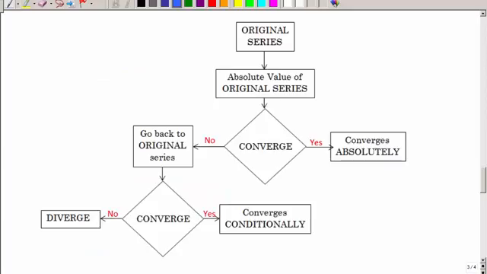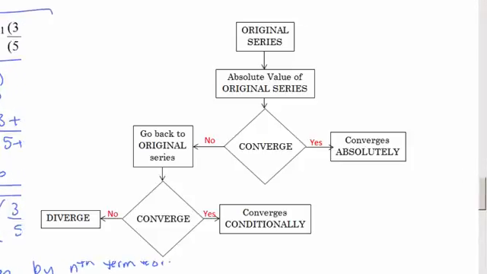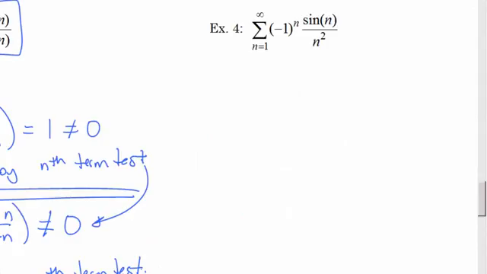And we're done. So go back and look. The first example, it converged absolutely. The second one converged conditionally. And the third one diverged. Those are your three possibilities. So let's look at example number 4.